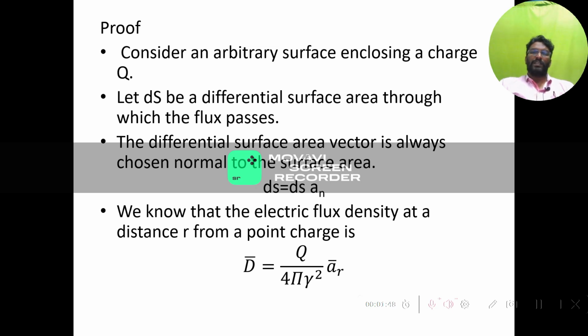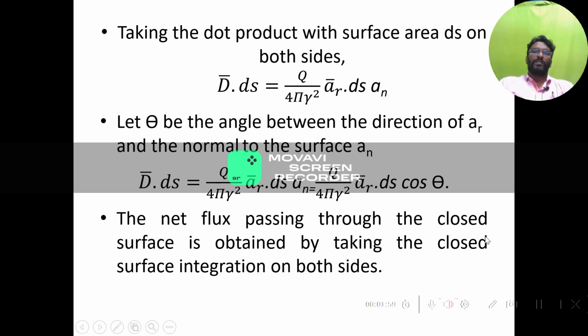We know that the electric flux density at a distance r from a point charge is D bar equal to Q by 4 pi r square into ar bar. If we take the dot product with the surface area dS on both sides, the equation becomes D bar dot dS is equal to Q by 4 pi r square ar bar into dS into an. Here theta is the angle between the direction of ar and the normal to the surface an.